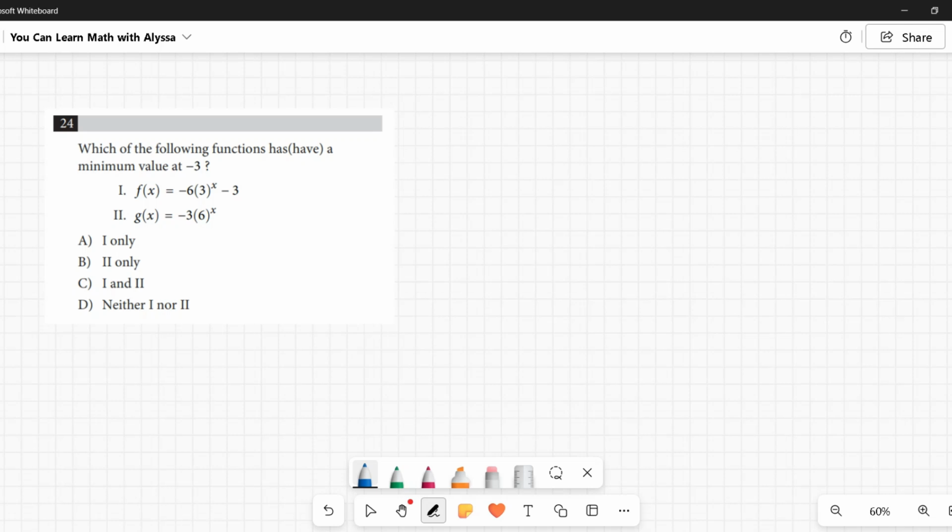Number 24. Which of the following functions has or have a minimum value at negative 3? Okay, so that's sort of the key. We're looking for a minimum value at negative 3. All right. Now, what functions do we have? We have f of x equals negative 6 times 3 to the power of x minus 3, then negative 3 times 6 to the power of x. And they want us to say, is this 1 only, 2 only, 1 and 2, or neither 1 nor 2?